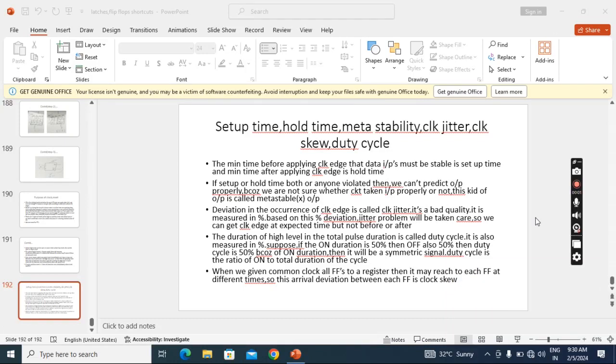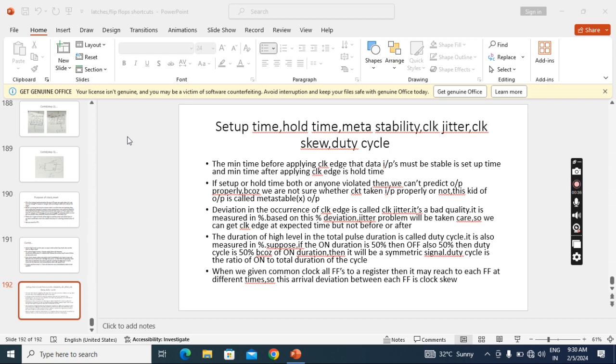In this lecture, we'll discuss setup time, hold time, metastability, clock jitter, clock skew, and duty cycle. First, we'll see about setup time. Setup time is the minimum time that data inputs should be stable before applying the clock edge. And the hold time is also the minimum time that data inputs should be stable after applying the clock edge.